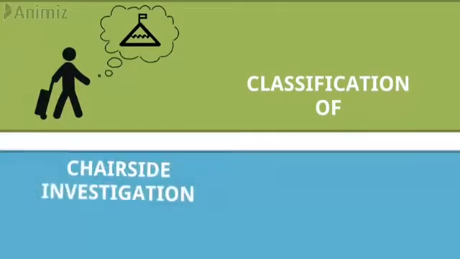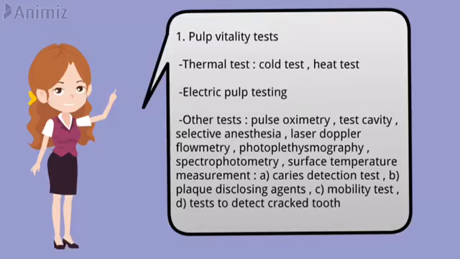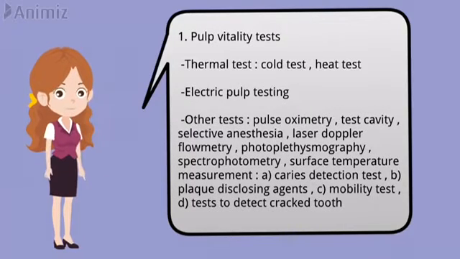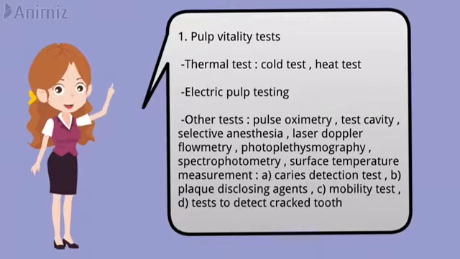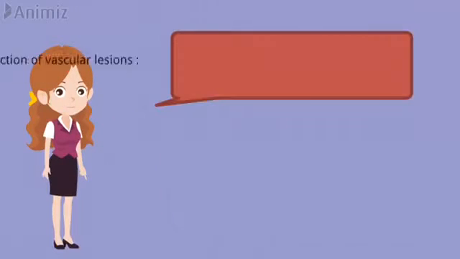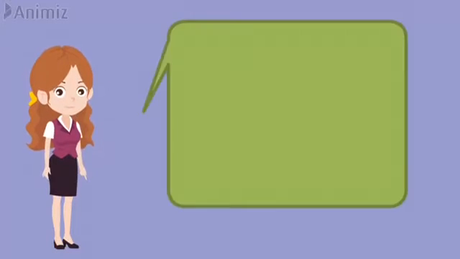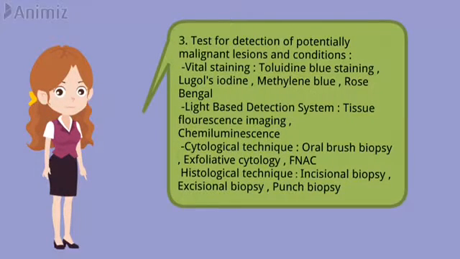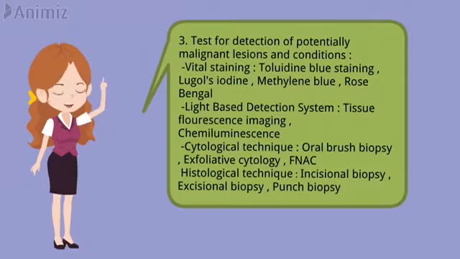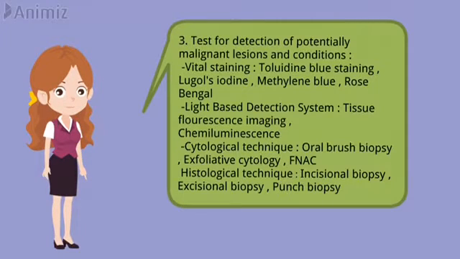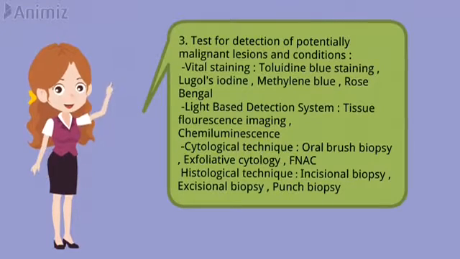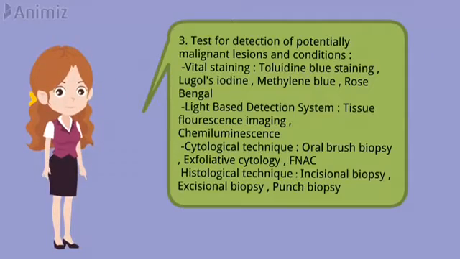The classification of chairside investigation: pulp vitality tests, including thermal test, cold test, heat test, electric pulse testing, and other tests. Tests for detection of vascular lesions, endoscopy. Tests for detection of potentially malignant lesions and conditions: vital staining, light-based detection system, cytological technique, and histological technique.